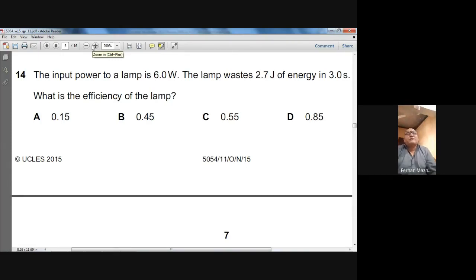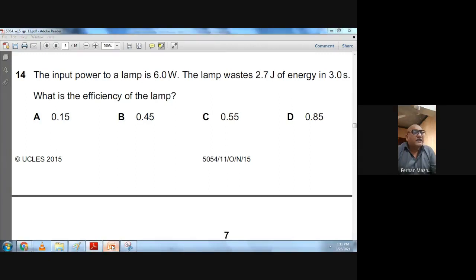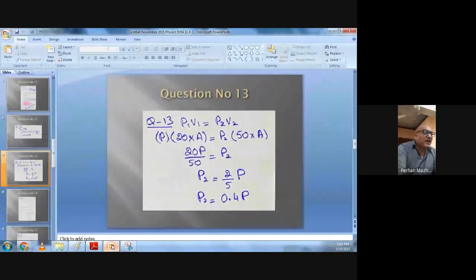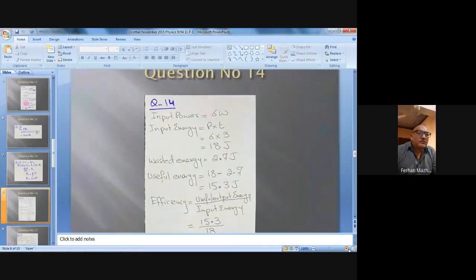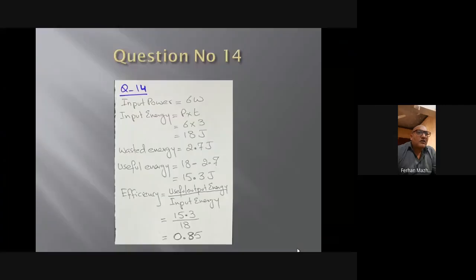The efficiency of the lamp is the useful output energy divided by the total input energy multiplied by 100. In this case, you don't have to multiply with 100 because they are going to give us the answer in decimal fractions. So here it comes. On your screen, I think it's visible to you. Input power is 6 watt. Input energy will be power multiplied by time. The power is 6 watt and time is 3 seconds. So it will be 18 joules.